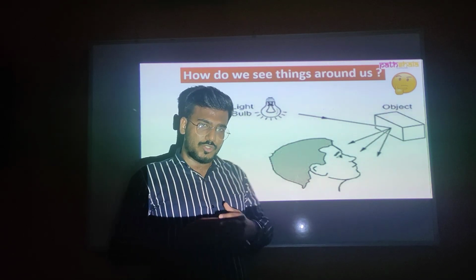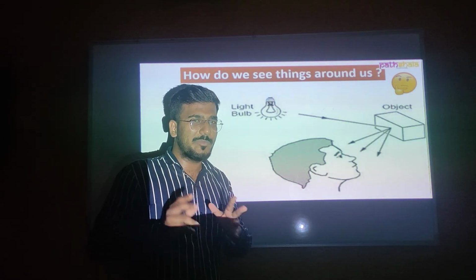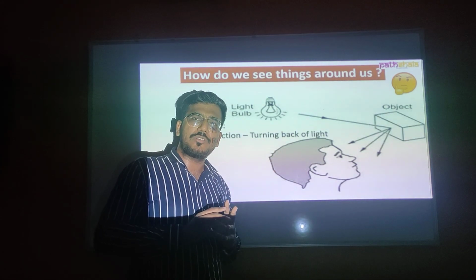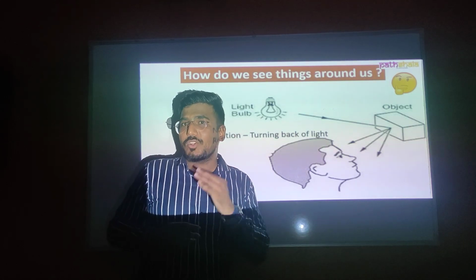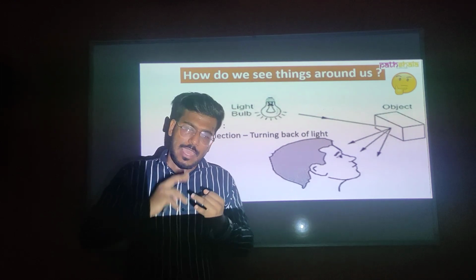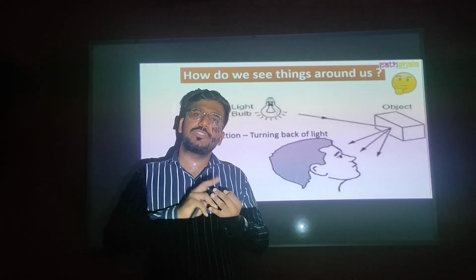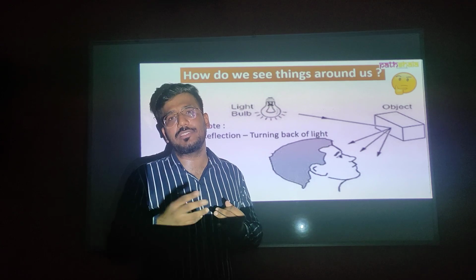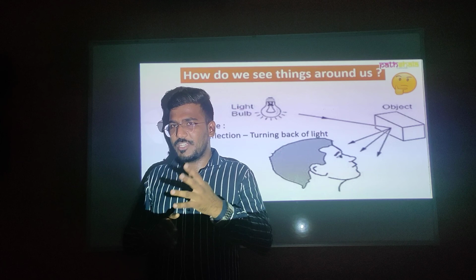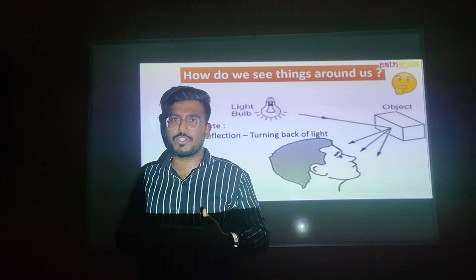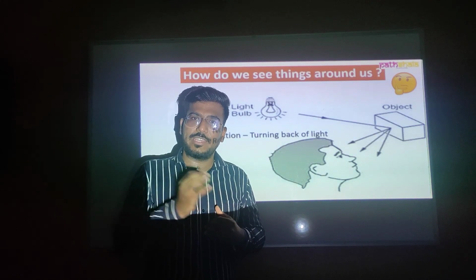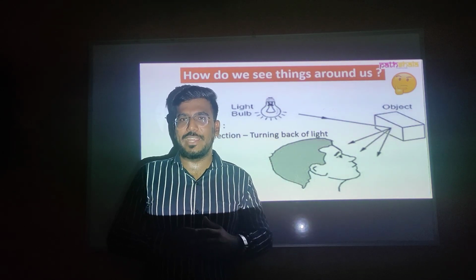How do we see things around us? To cut the long story short, turning back of light, or turning some light back into the same medium, is called reflection of light. So till now we have understood rectilinear propagation and reflection of light, and by making use of these two principles we have answered how light travels and why light travels in a straight line, just because it wants to follow the quickest or shortest path, and second, how we see things around us, just because of rectilinear propagation and reflection of light. Thank you.